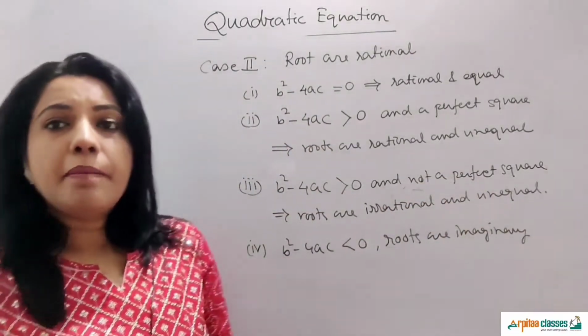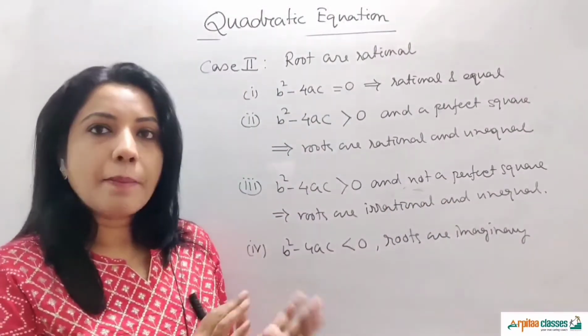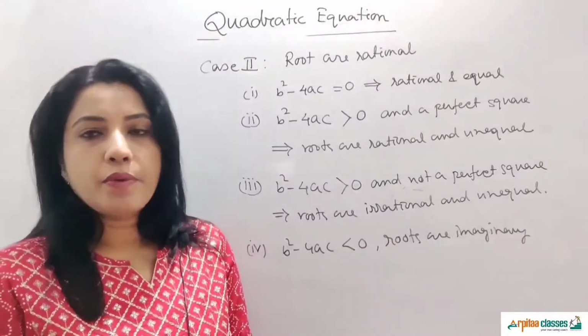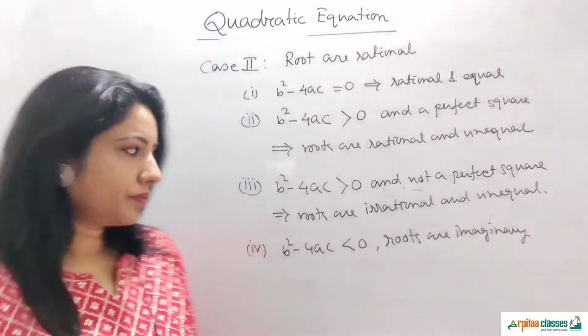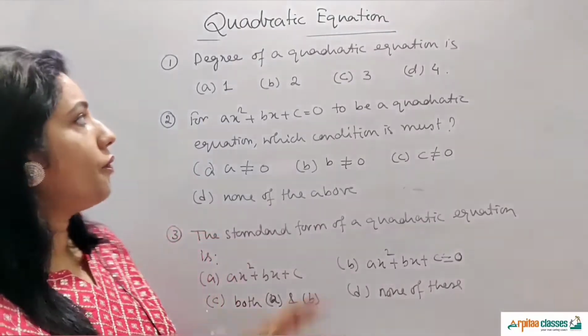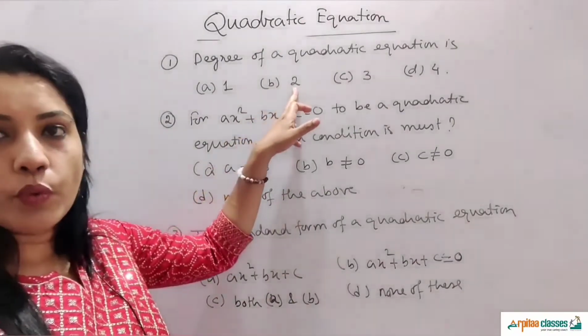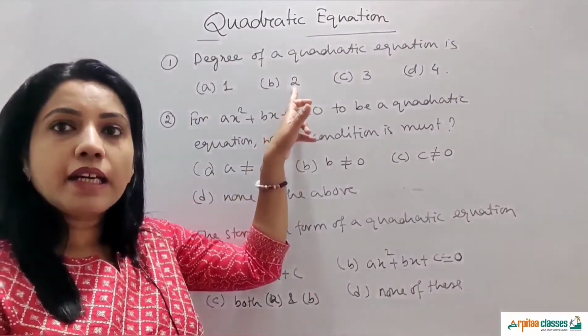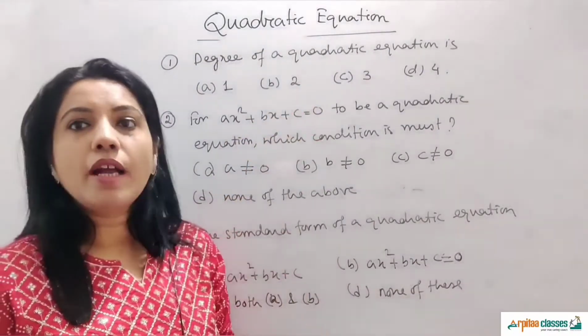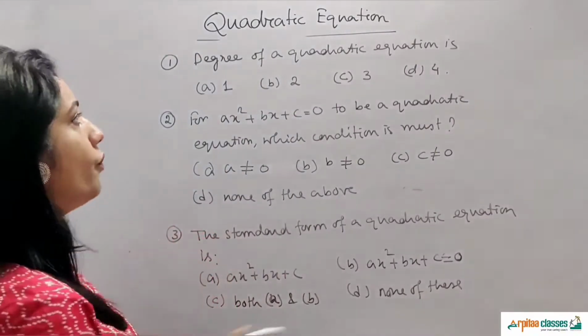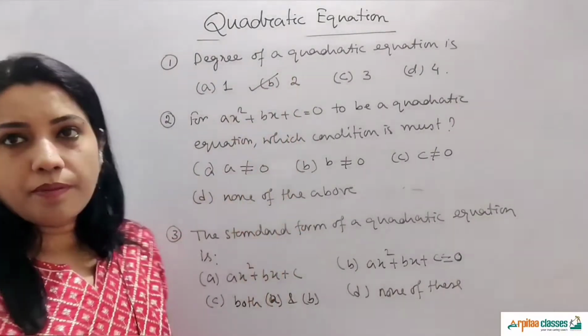So these are the main basic points of this chapter. Now let us start with some MCQs. We all know that the degree of a quadratic equation is 2. When the variable has degree 2, then we call that equation a quadratic equation. So first, B is the right option.